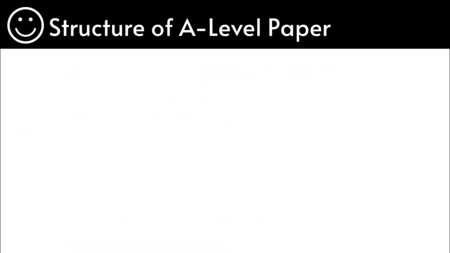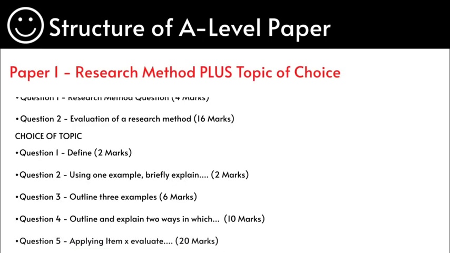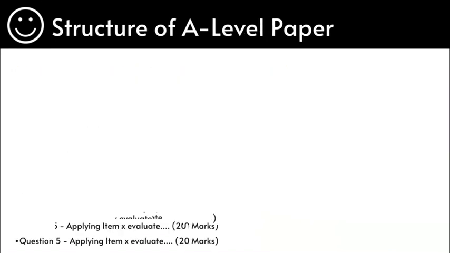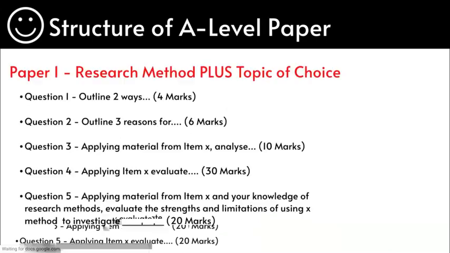Now the A-level paper for our A-levels. Paper 1, research method plus a choice of topic. I think I'm wrong there. Yeah, I'm wrong here. Correct me here. Paper 1 is not research method plus choice of topic, but rather is education and the research method linked with education.